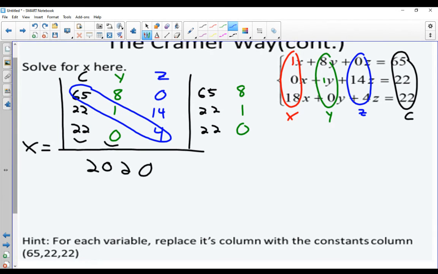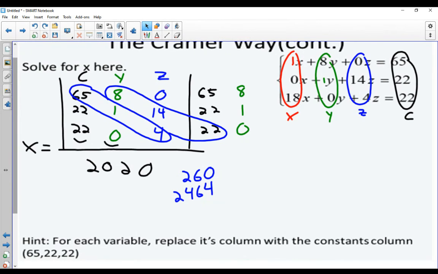65 times 1 times 4, which should get you, off to the side, I'll put it right here, 260. Now the next oval. 8 times 14 times 22, which should get you 2464. And then your final oval will get you 0.